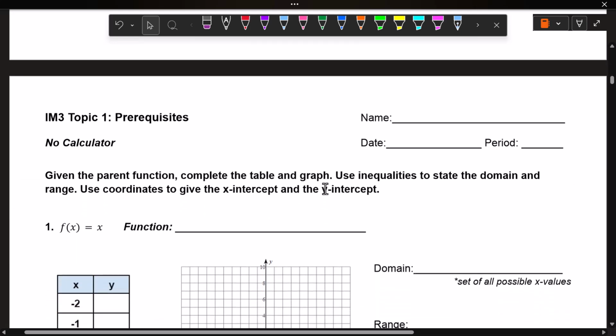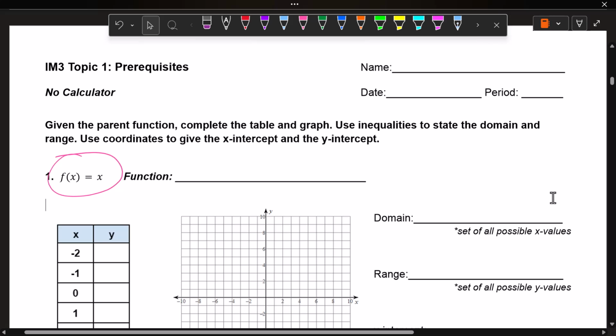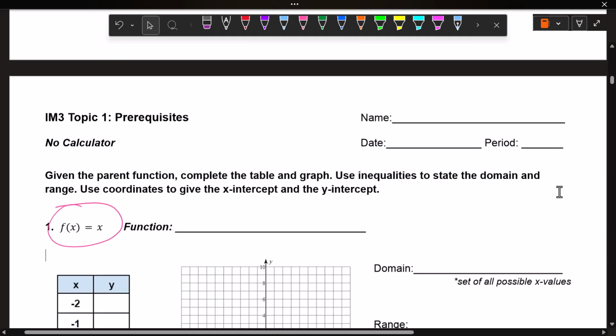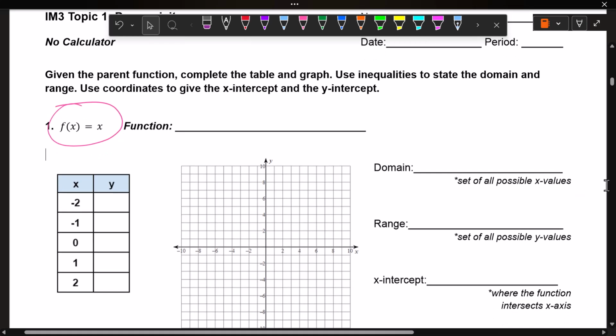So our prerequisites, or our intro to topic 1, is basically doing stuff that we've already done, things that you've already learned. So given the parent function, which is this, complete the table and graph. Use inequalities to state the domain and range. Use coordinates to give the x-intercept and the y-intercept. So we're not using calculators or Desmos or anything like that. We're doing this by hand.